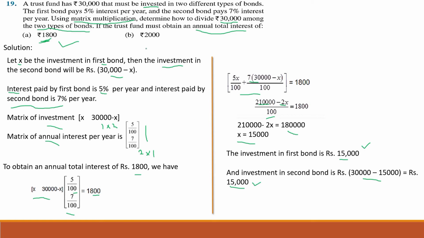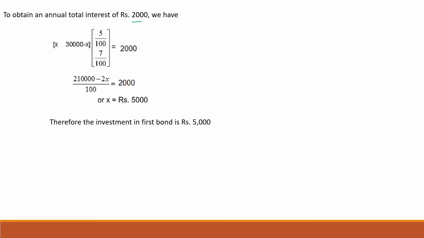Second question के लिए भी हमें सेम करना है. सेम मैट्रिक्स मल्टीप्लिकेशन होगा but for annual interest of 2000. तो अगर आप इसको सॉल्व करेंगे तो आपका आंसर आएगा x equals 5,000 rupees. तो अगर x 5,000 है for the first bond, so investment in the second bond will be 30,000 minus 5,000, 25,000. So for this, the investment will be distributed as 5,000 and 25,000.